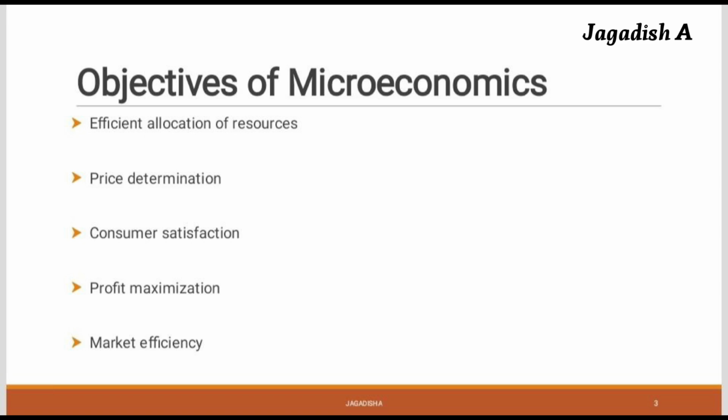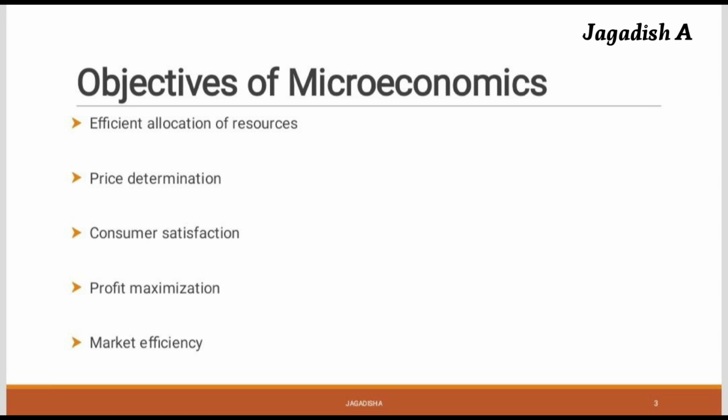Now let us understand the objectives of microeconomics with examples. Efficient allocation of resources. Consider an example like the agricultural sector in India relies heavily on water and it is a limited resource. Microeconomics helps determine how water should be allocated between competing uses like irrigation, domestic use, and industrial consumption to ensure that it is used most efficiently.